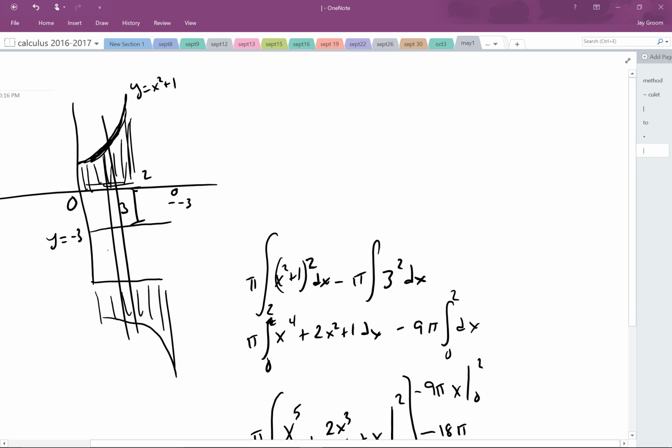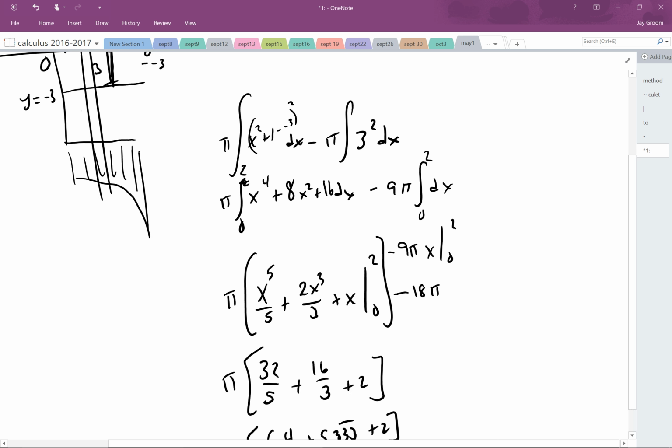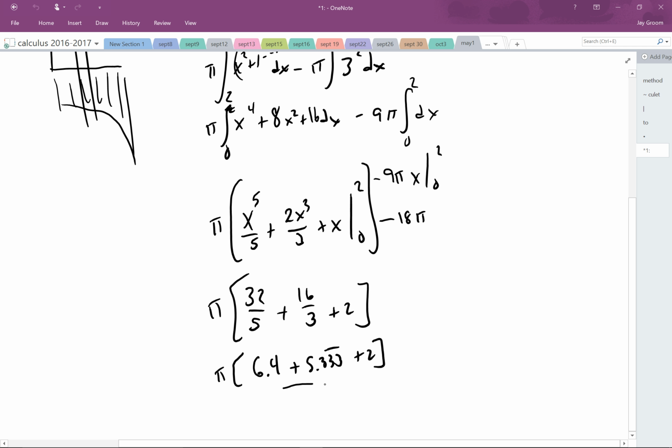You all saw it, didn't you? Why didn't you remind me of this? It's this far from here to here. We went 3 more. So this should have been x squared plus 1 minus a minus 3, squared. So it should have been a 4. Should have made this an 8 and that a 16. How did you know you're wrong? Because this is less than this, and we're trying to find volume, and you're not going to have a negative volume now, are you? No, I didn't think so.